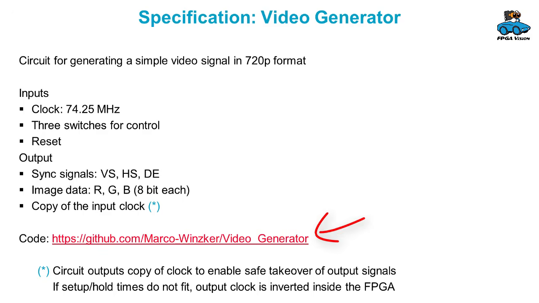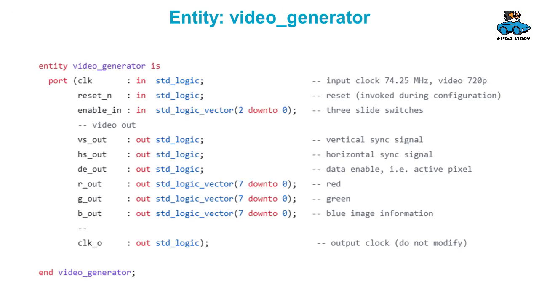The code for this video generator is given on GitHub, so you can find it there for your own design. In VHDL, you start with the entity. So you need an entity for your module, which is called video generator. And basically it just gives the specification of the input signals and the output signals. So what you'll find here is basically the same information you had on the previous slide. Some of these signals are buses. So you have a 3-bit input for the switches, and you have an 8-bit output for RGB.